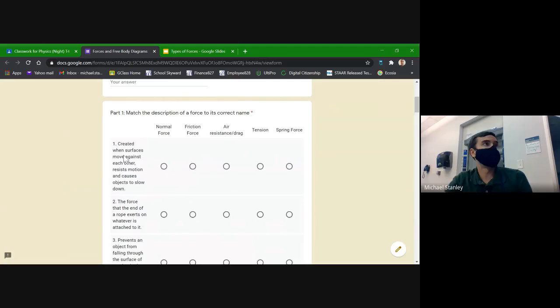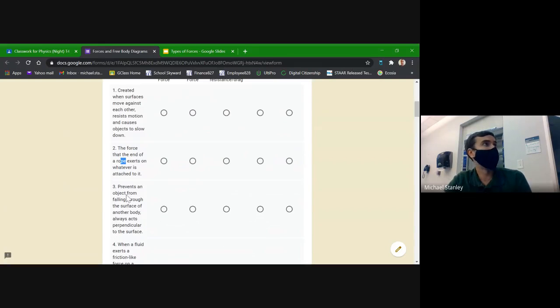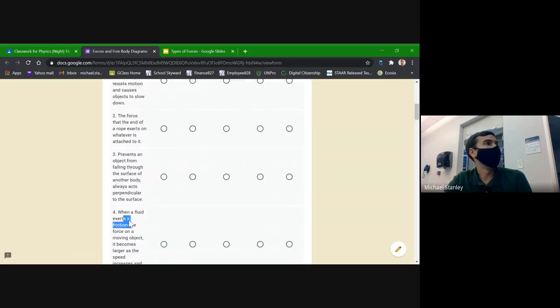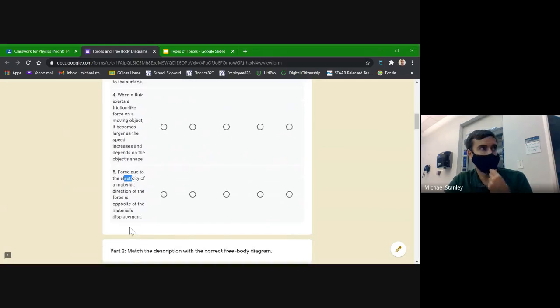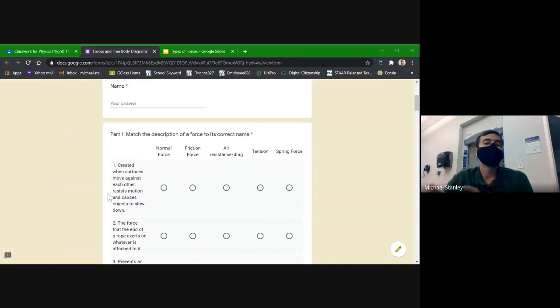So I have a description of each type of contact force that we went over in this left-hand column right here. And then for each one of these, I want you to tell me, does this best describe the normal force? Does it best describe friction? Does it describe drag or tension or the spring force? So for each one, you just match it with what type of force it represents.